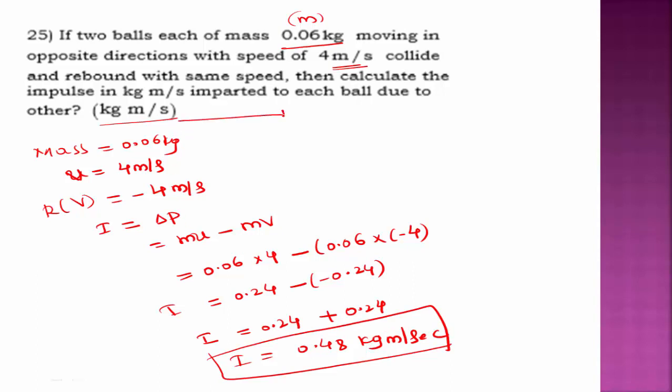The exact answer for this question is, when two balls of each mass 0.06 kg moving in opposite directions with the speed of 4 meter per second collide and rebound with the same speed, then the impulse in kg meter per second imparted to each ball due to the other is 0.48 kg meter per second.